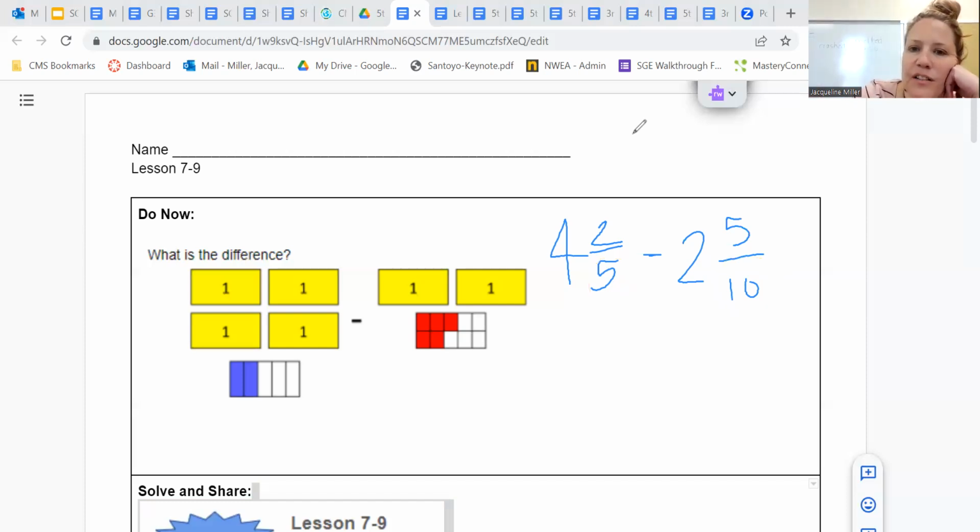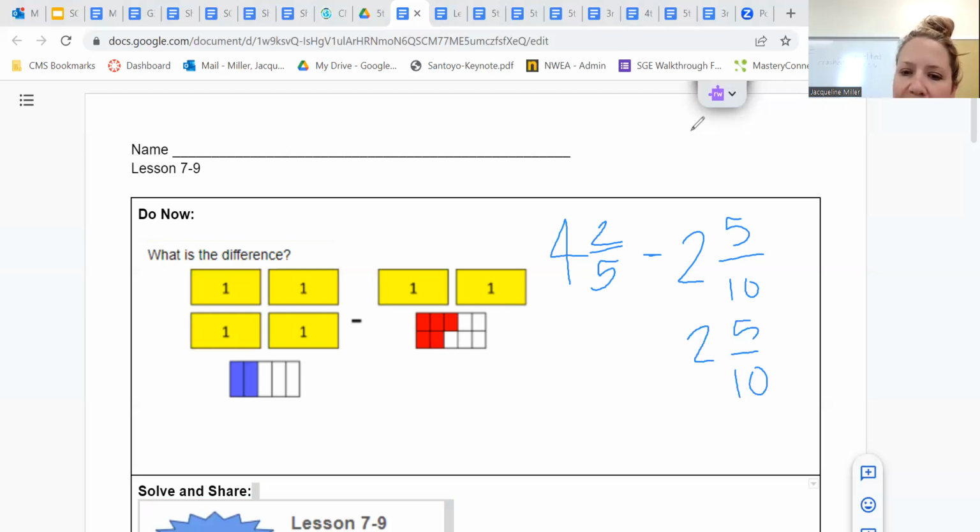So we teach our scholars to bring down their problem. So this will be written again as 2 and 5/10 because we're not doing anything to that. And then we're going to bring down, since we multiplied this by 2 to get 10, we also have to do that to the numerator. So when you bring this new problem down, it will be written as 4 and 4/10.